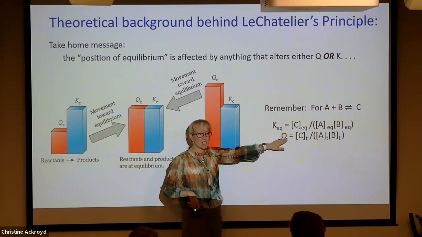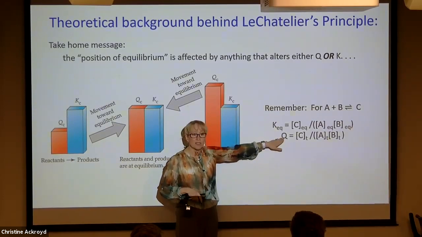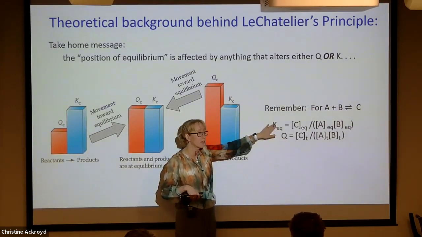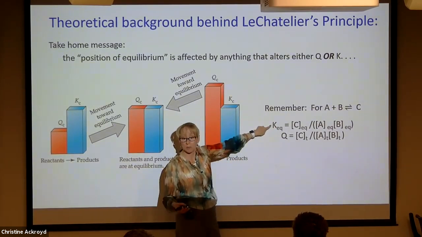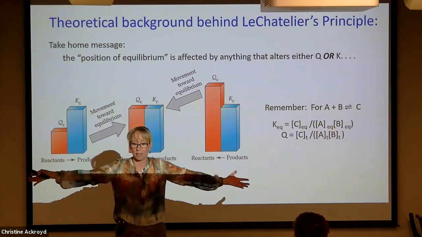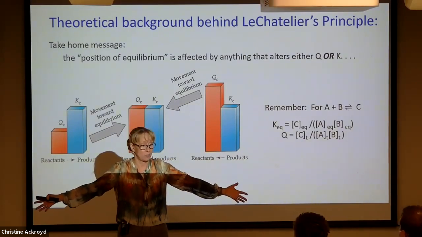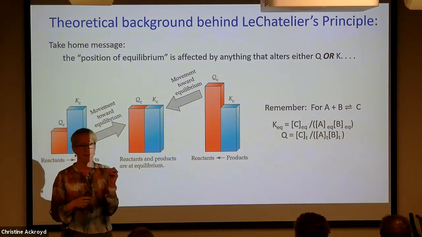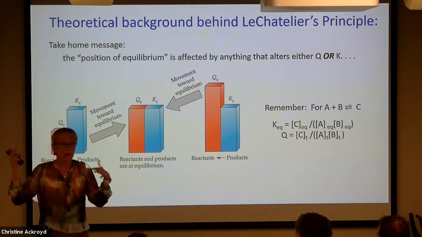So what's the difference between K and Q? Q is at a certain moment in time or a certain set of concentrations, and K is at equilibrium. So the K expression only applies for the concentrations that you're going to get at equilibrium when that reaction comes to equilibrium. Q could be at any point in the reaction progress. So you could have not enough starting material. You could have too much starting material. Or if you are at equilibrium, then what do you know about Q and K? They're the same, right?